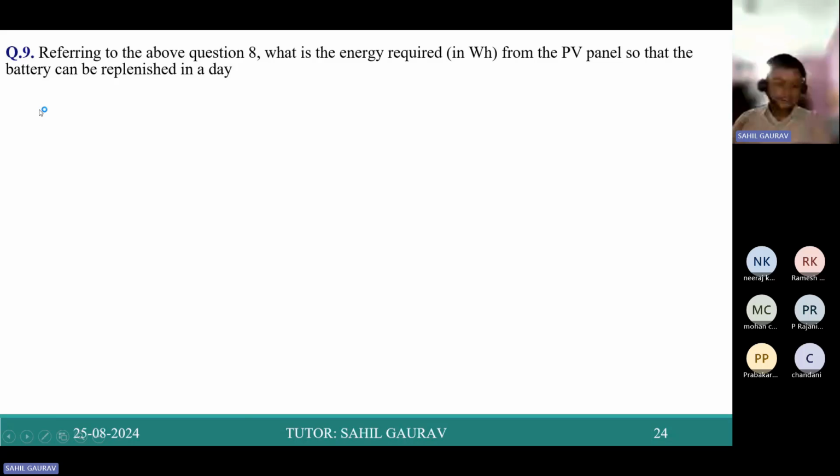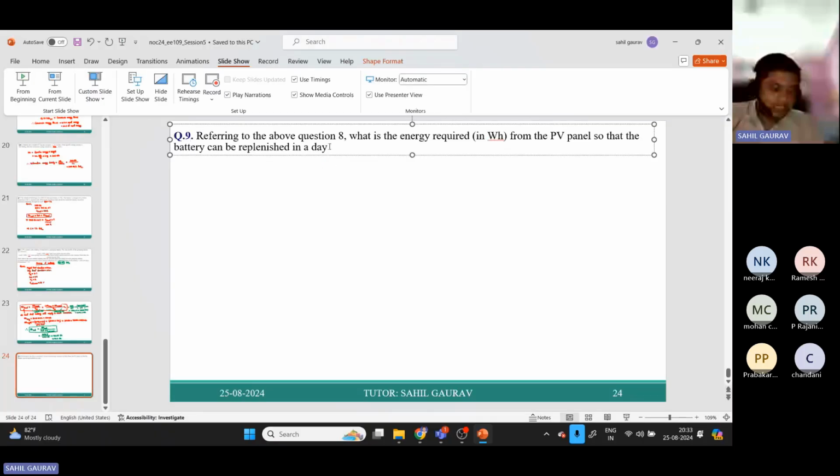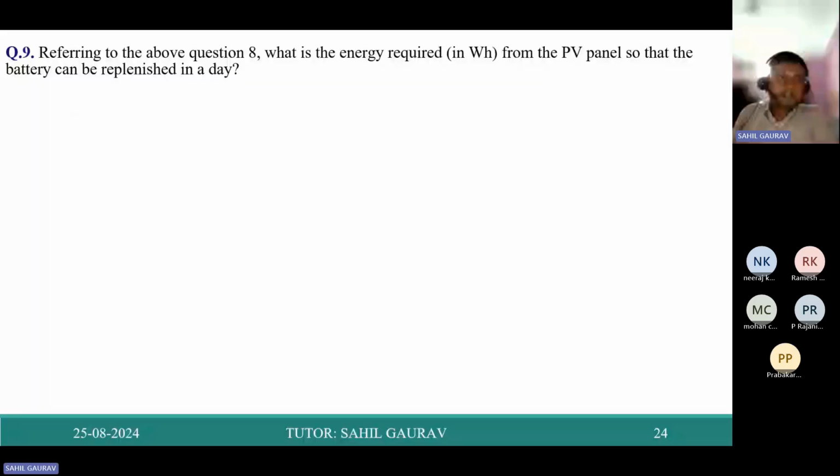So here you can directly write that in this question, they are showing what is the energy required from the PV panel, so that you can... it is incorrect. So it is asking about watt hour. So first, writing down the expression of watt hour rating for PV.